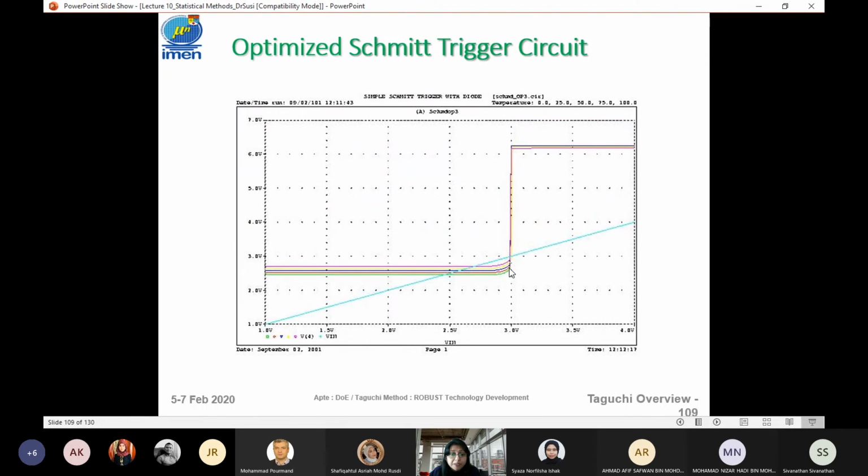But now upon optimizing it, you can see that the trigger voltage stays at 3 volts even though the temperature changes, whether you're in the Arctic or you're in Malaysia or you're wherever you are, right? The trigger voltage remains the same at 3 volts.